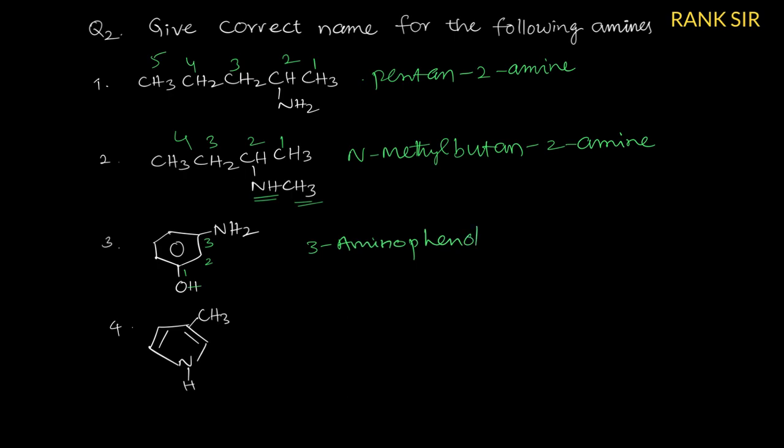The next one, the fourth one, what is the name of this one? This is actually, if the methyl group is not there, this is called pyrrole. But we know that the numbering for heterocyclic is 1, 2, 3, 4, 5. Therefore, this is called 3-methyl pyrrole.